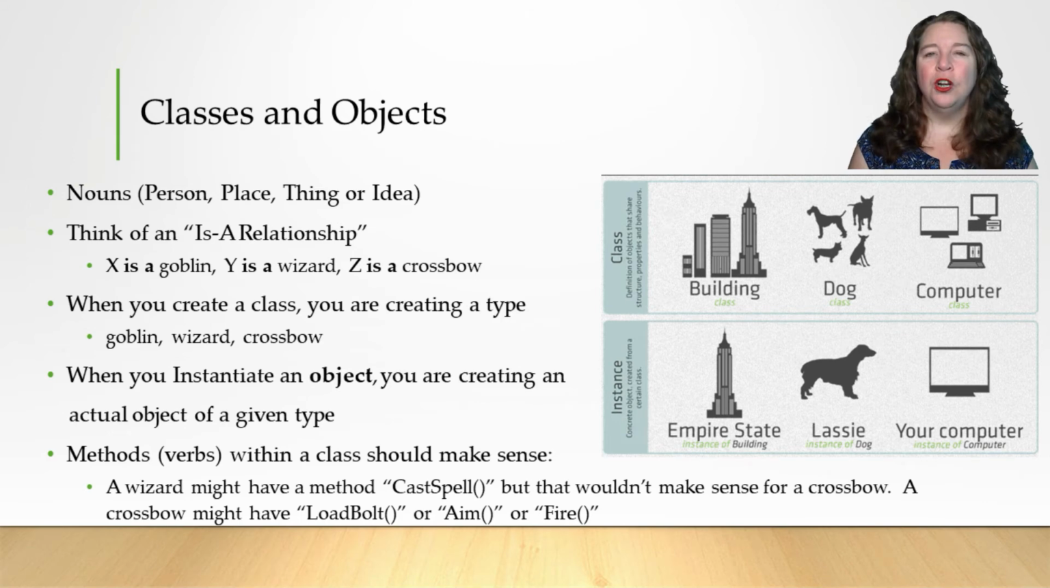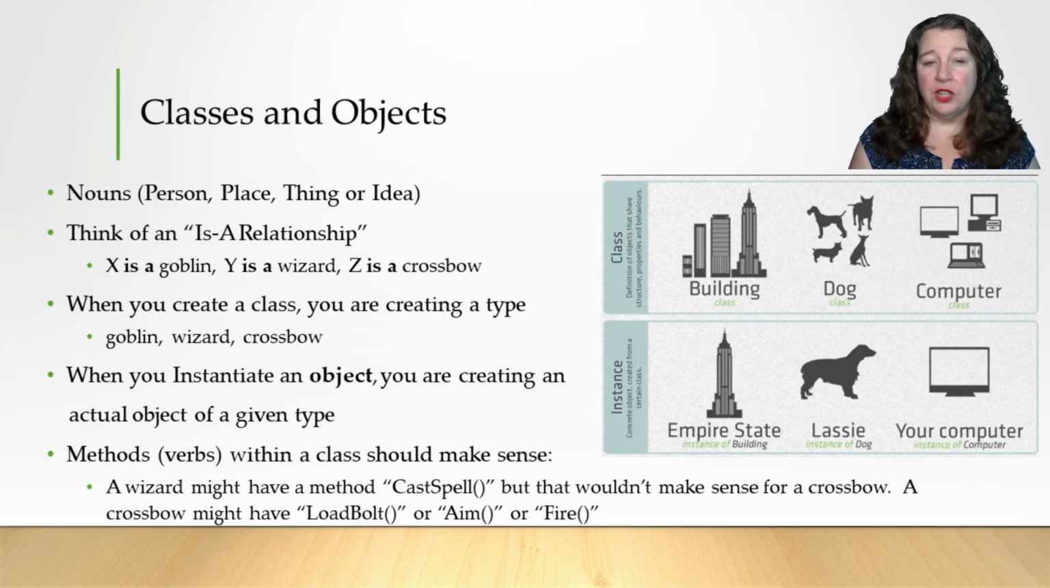Okay, so now we're pretty much understanding about methods. Let's get started on classes. So as we've said, classes, generally, I name them nouns. Person, place, thing, or idea. You remember from English class. So when I think of a class, I think of an is-a relationship. My object is a building, a dog, a computer, a goblin, a wizard, a crossbow. I do a lot of RPGs.